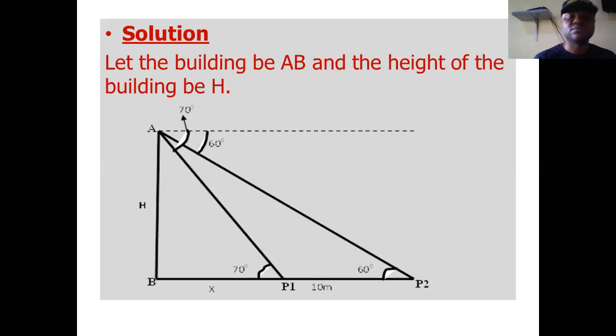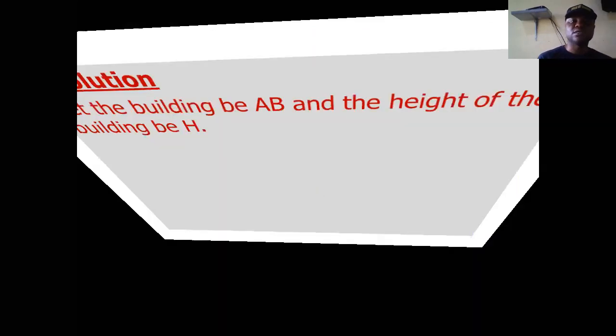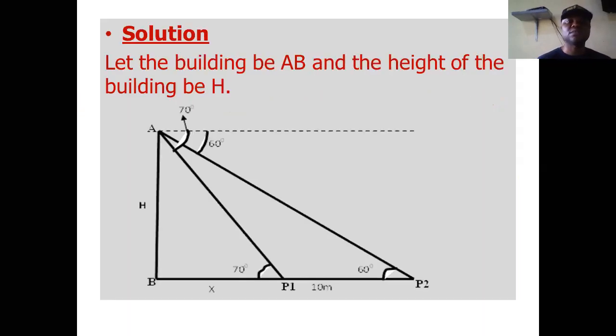Here is the diagram. Now, let the building be AB and the height of the building be H. As you can see, the building is AB. The angle of elevation of the sun decreases from 70 to 60. Sorry, it decreases from 70.